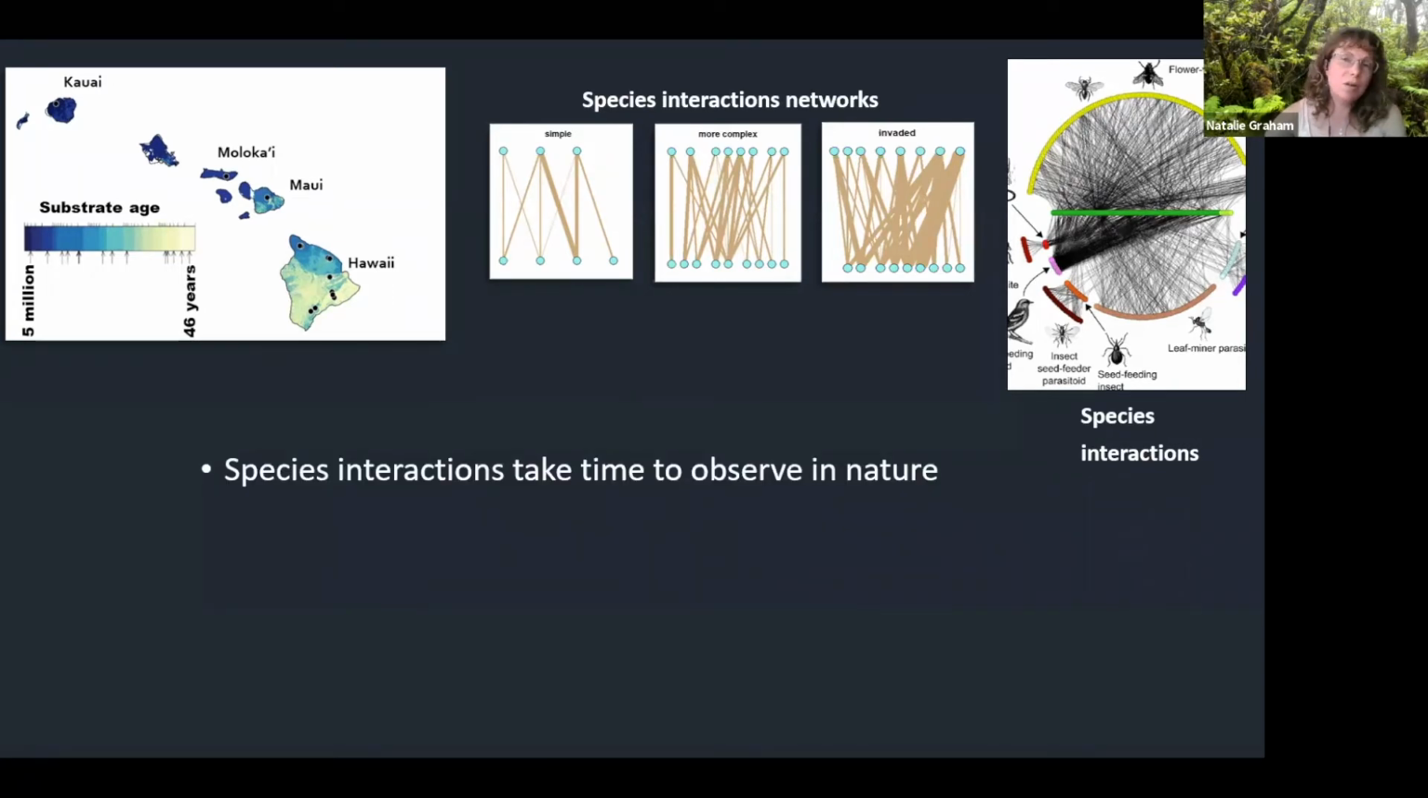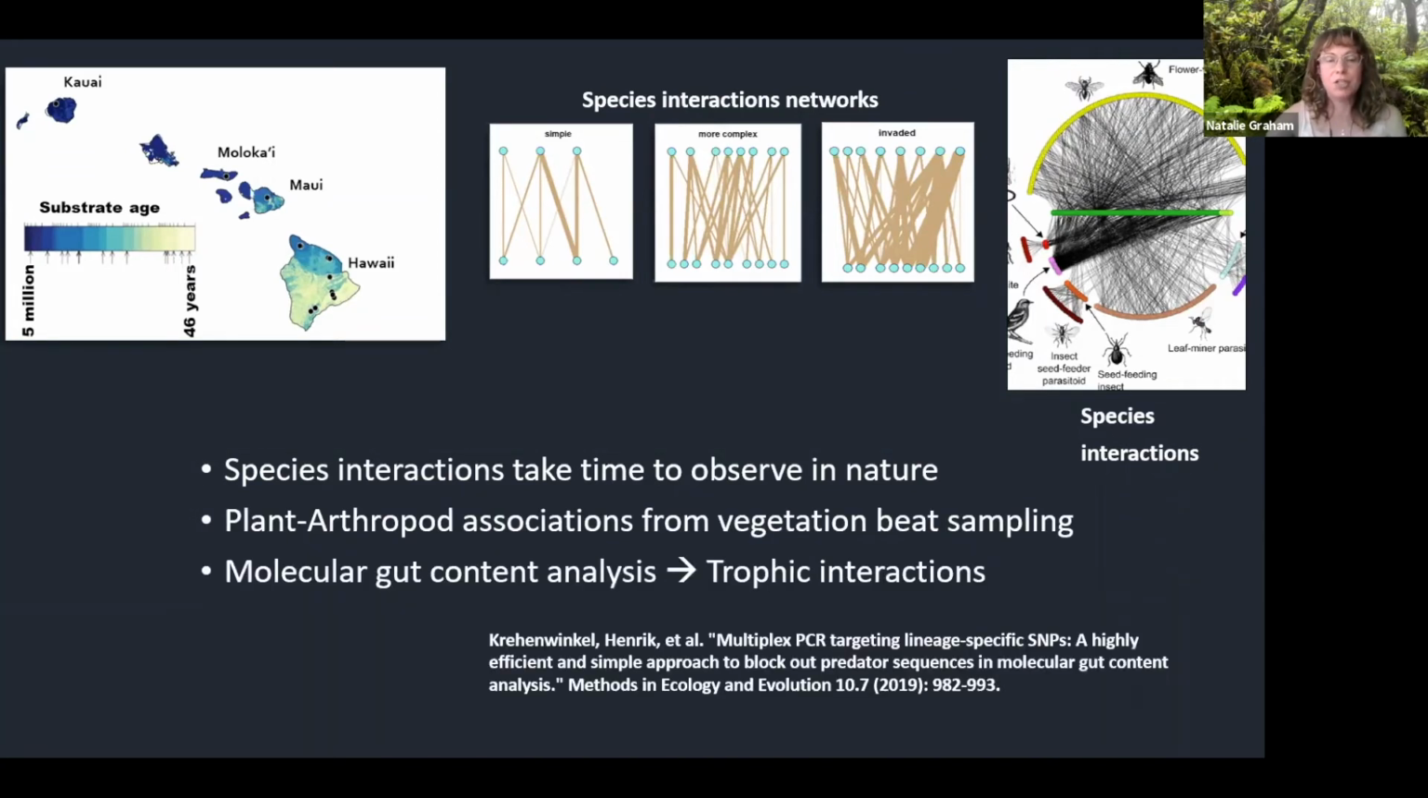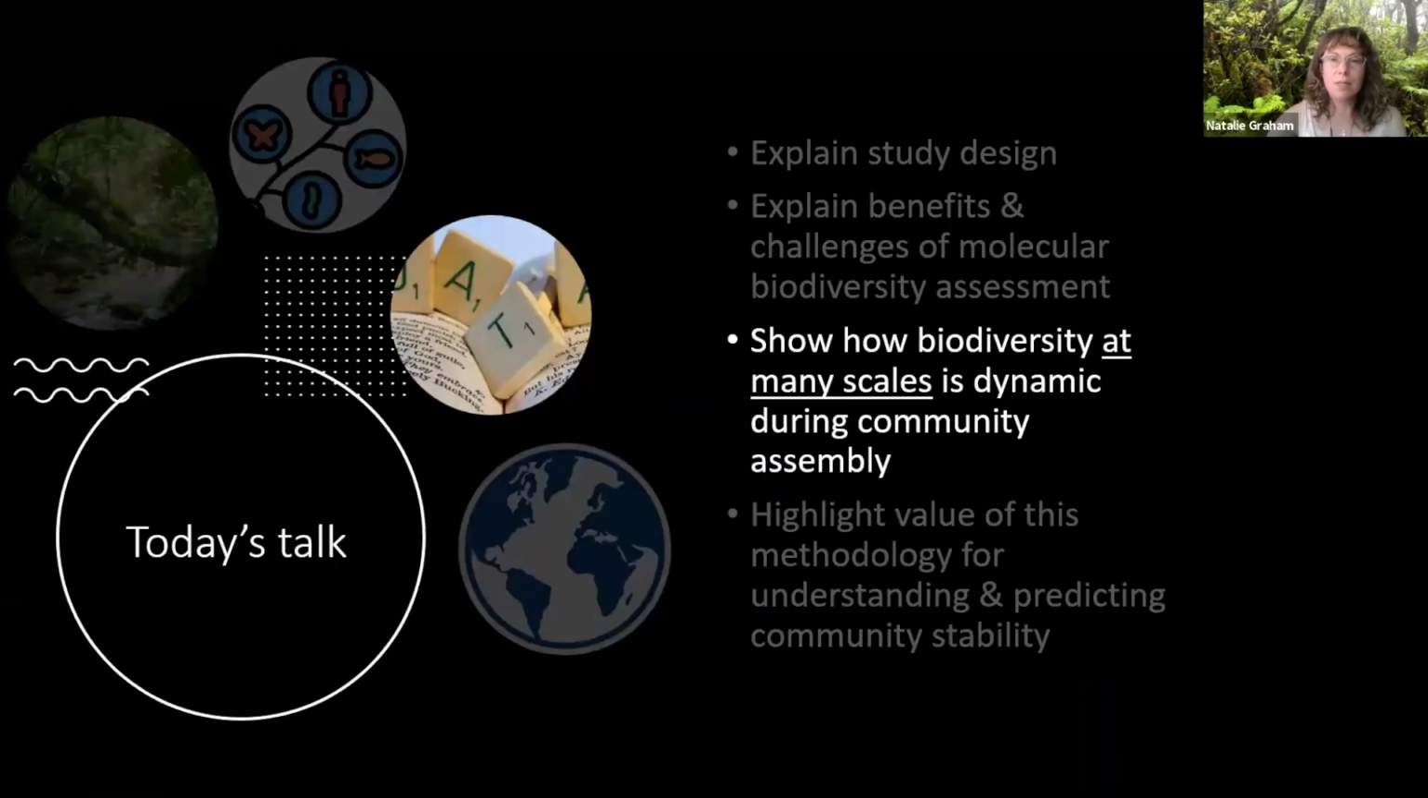And so we know that these take time to observe in nature, but we can actually get these associations from the vegetation beat sampling that we did. If you're interested in getting trophic interactions, you can actually use molecular methods for this as well. And this is also some work that was done in our lab previously by Dr. Krenwinkel. So let's jump into some results now to look at how biodiversity across these different scales is dynamic.